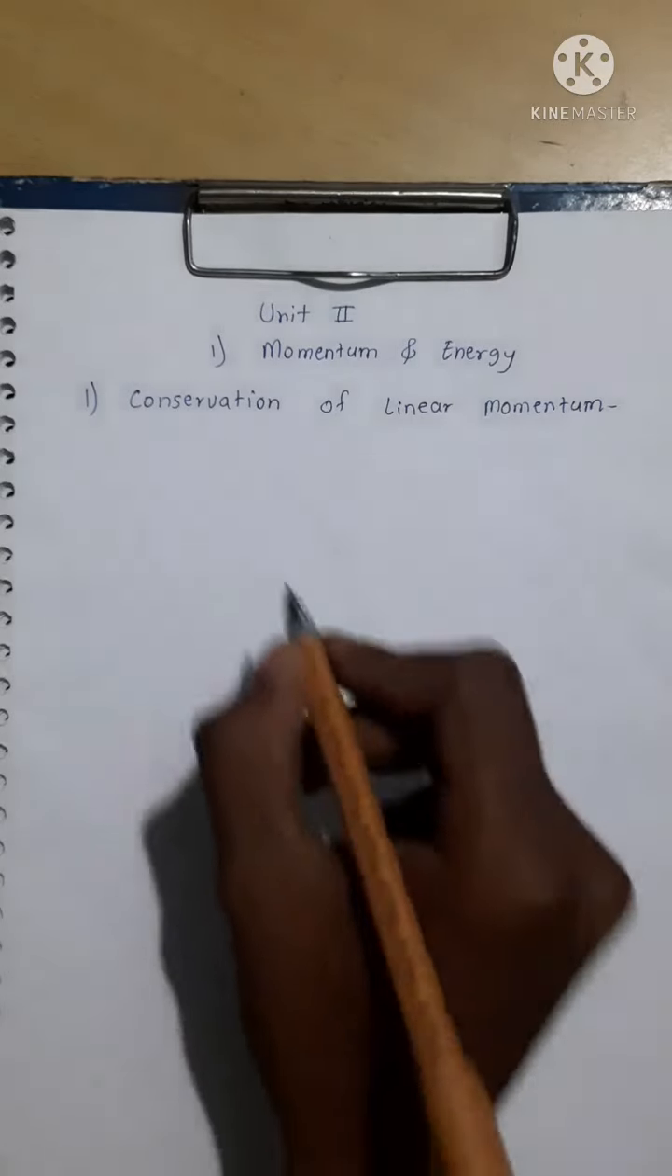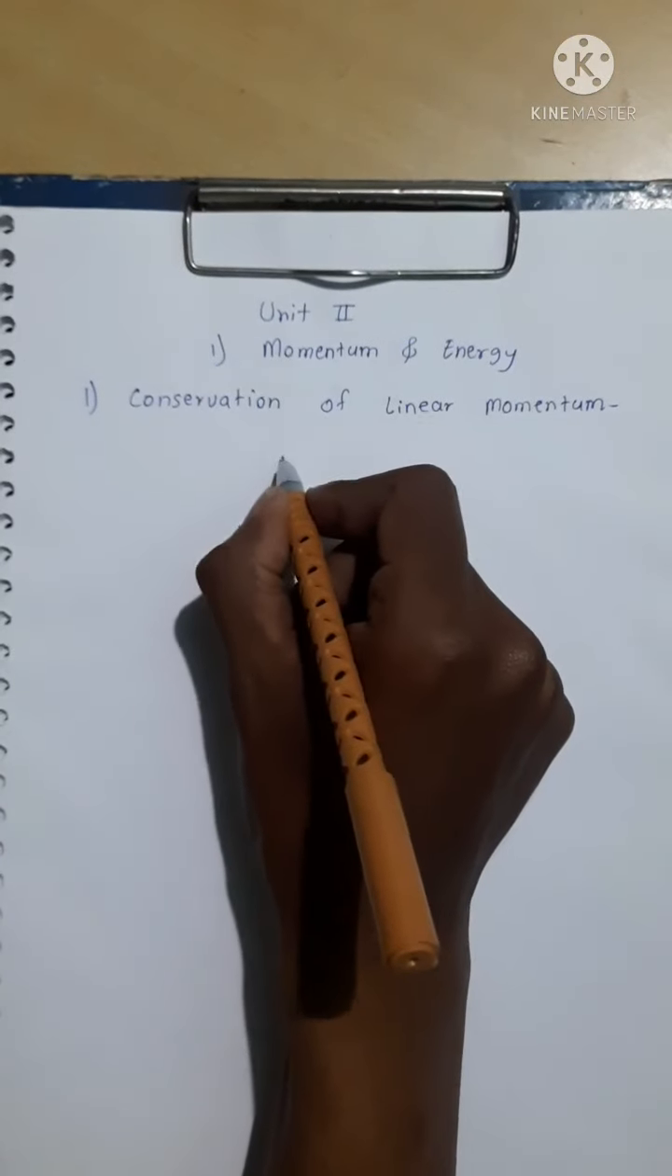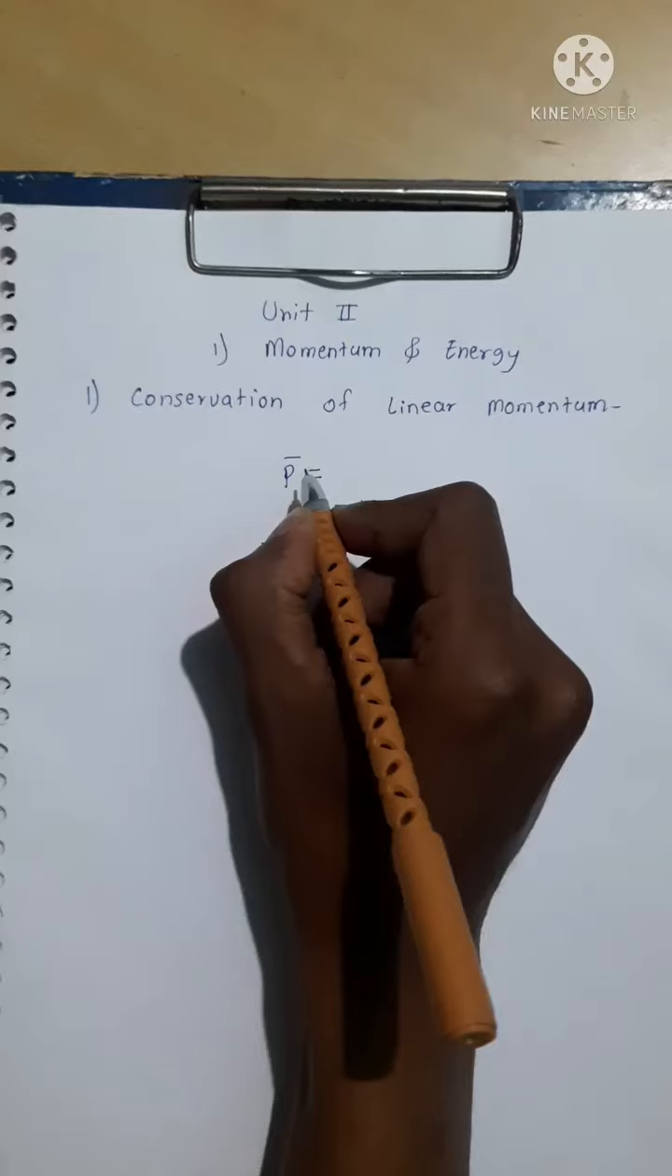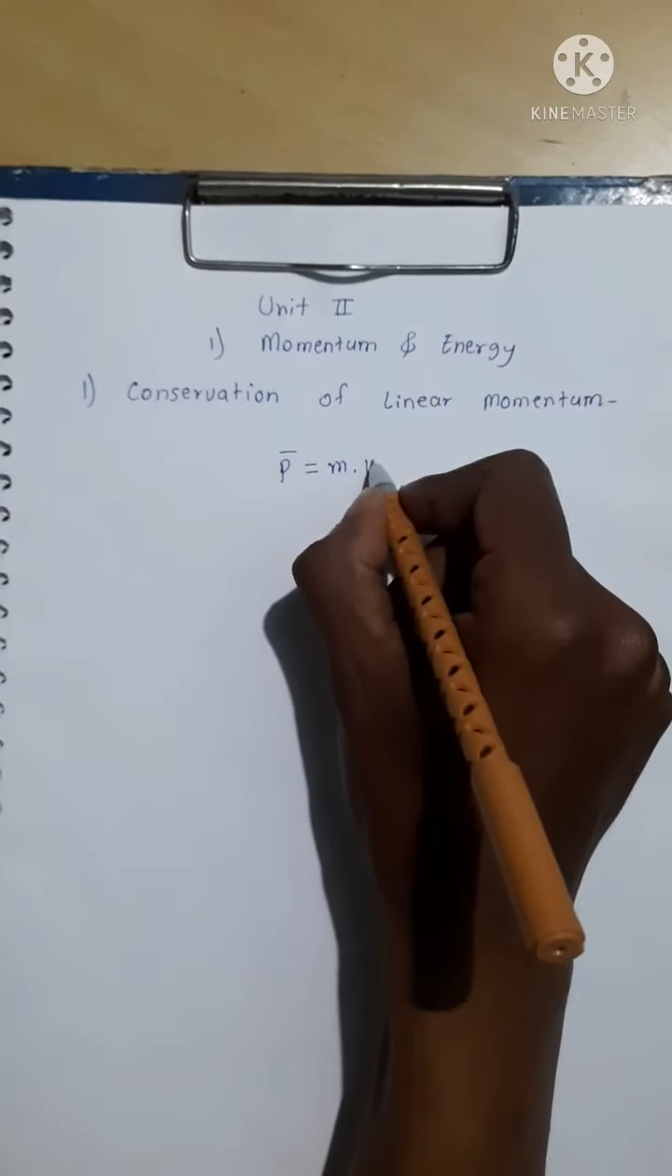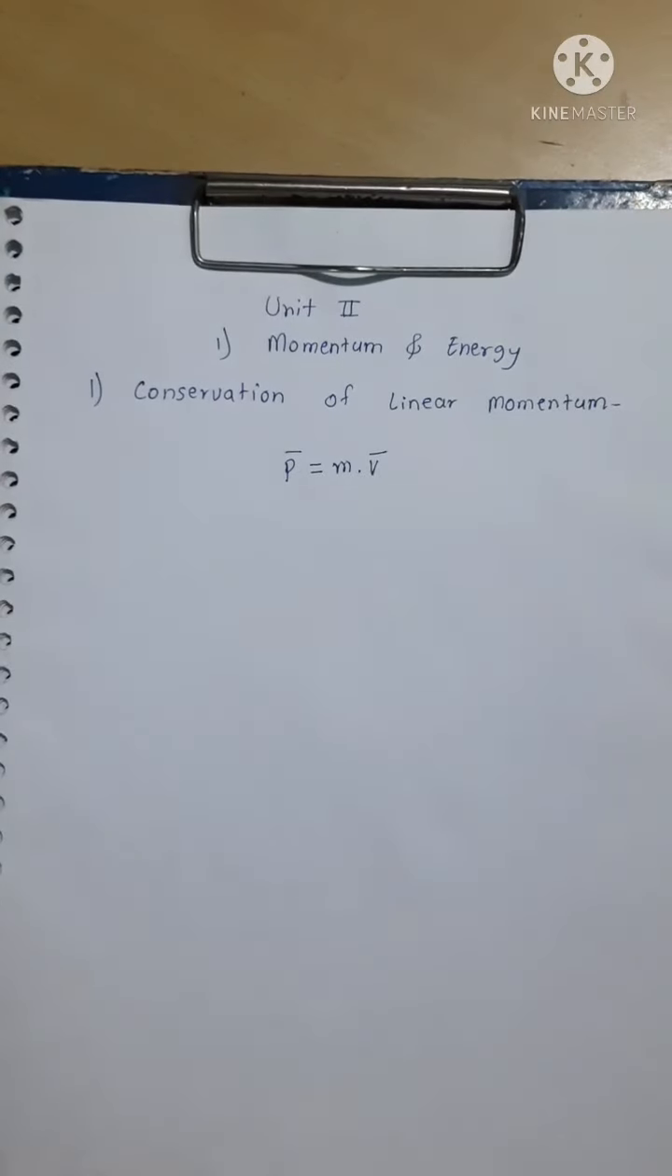Let's start unit 2, chapter 1, momentum and energy, in which the first point is conservation of linear momentum. So how do we represent linear momentum? As we know, momentum is a vector quantity. So P bar, linear momentum, is equal to mass into velocity. So it is a product of mass and velocity.